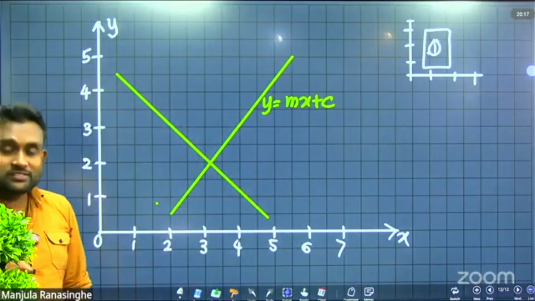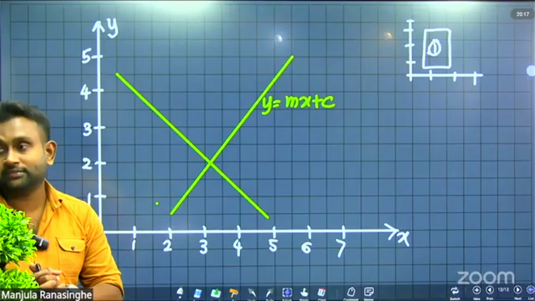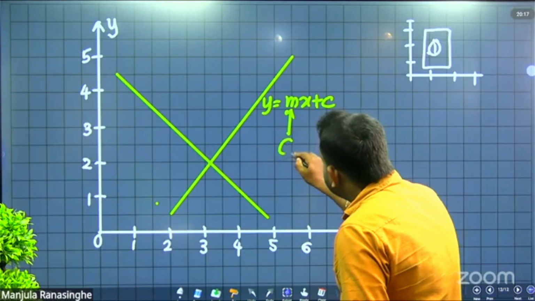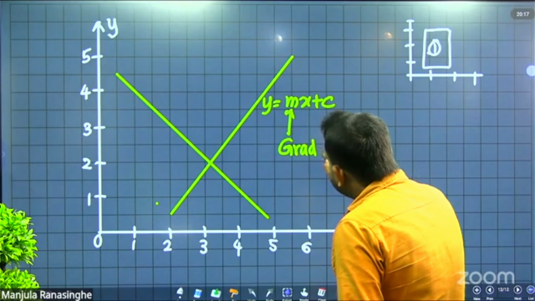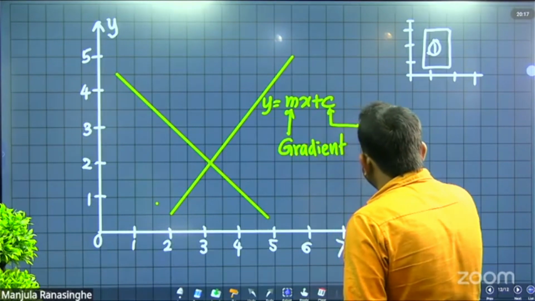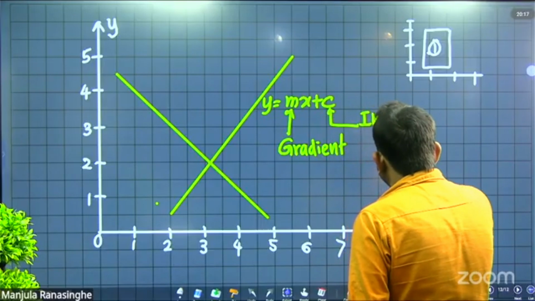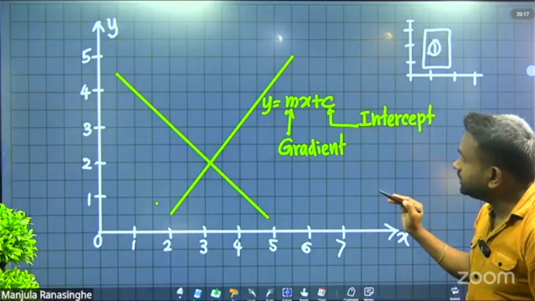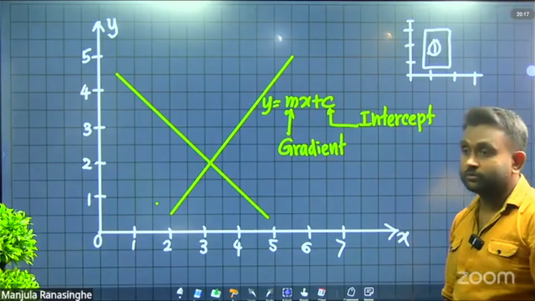Okay, so the first thing they ask mostly in the exams is the gradient. So what's the m? M is the gradient of this graph. Then what's the c? C is the intercept of the graph. So c is called the intercept. Then I will explain what the gradient and intercept of the graphs are.